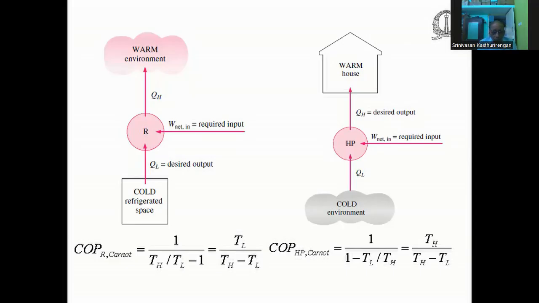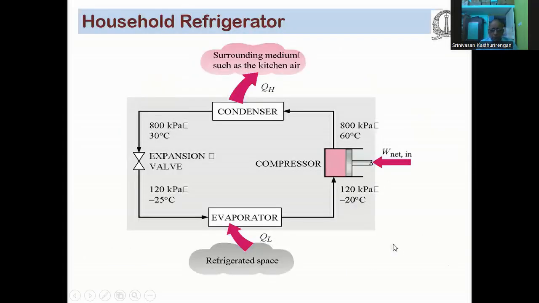Now, this diagram is simply telling you the coefficient of performance for a refrigerator in comparison with the coefficient of performance of a heat pump. In the refrigerator case, COP is equal to TL divided by TH minus TL, whereas the COP of a heat pump is TH divided by TH minus TL. Now, this shows you how the household refrigerator works.